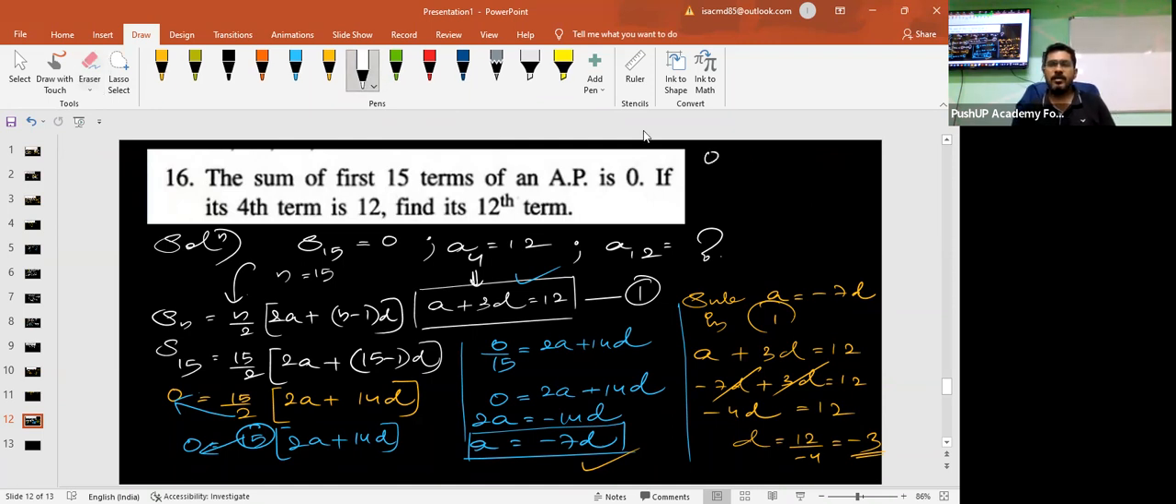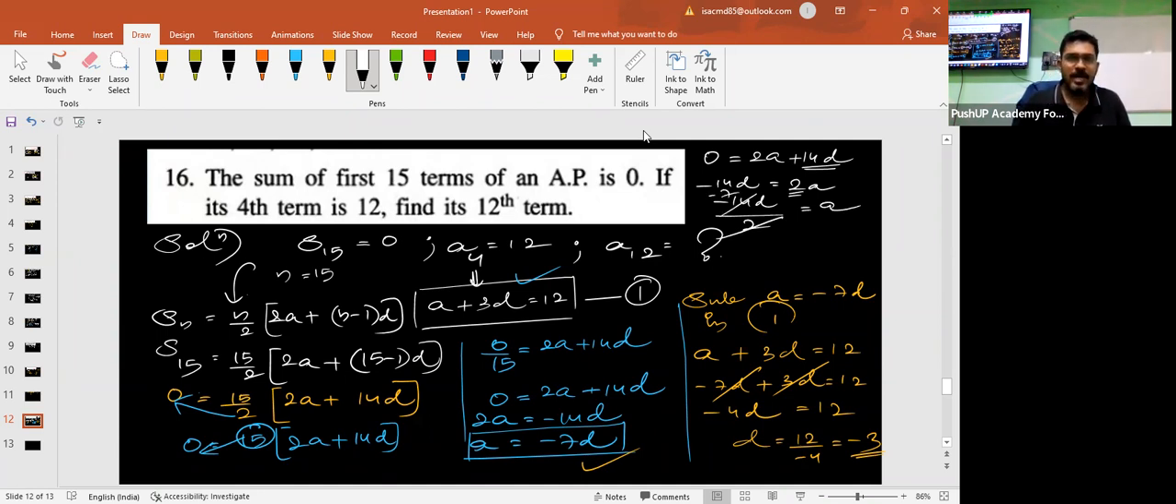You are having 0 is equal to what? 2a plus 14d, right? I'm just bringing this plus 14d to the left hand side. So it's becoming minus 14d is equal to 2a. Understood? Or else I can say 2a is equal to minus 14d. Both are same. Now I will bring this 2 from the right to the left. So 2 and minus 14 cancel, minus 7. d is equal to minus 3.